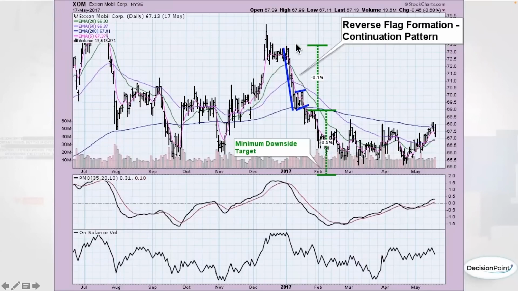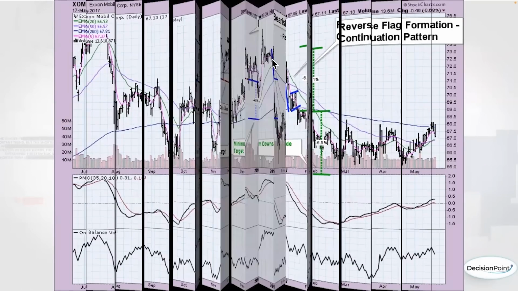Here's the reverse flag. Like I said, pretty much the same as what we were looking at before, but it's a deep decline followed by some consolidation with an upward trend. You can see it's upward. And then you get that failure, and then the minimum downside target comes down to here. We didn't actually get quite to that level, but certainly it did tell us that price was in trouble. And again, the PMO was already signaling that, our price momentum oscillator.